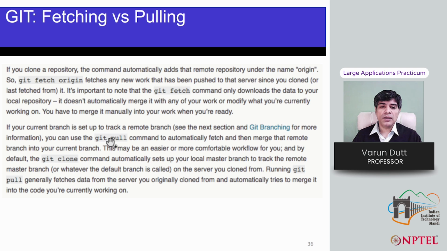In contrast, the git pull command is more powerful. It will automatically fetch and merge the remote branch into your local branch, and this may also be an easier and more comfortable workflow for you. By default, the git clone command automatically sets up your local master branch to track the remote branch, which we have already seen. So running git pull generally fetches the data from the server you originally cloned from and automatically tries to merge it into the code you're currently working on. So pulling means not only fetching, but also merging the changes with your local repository.